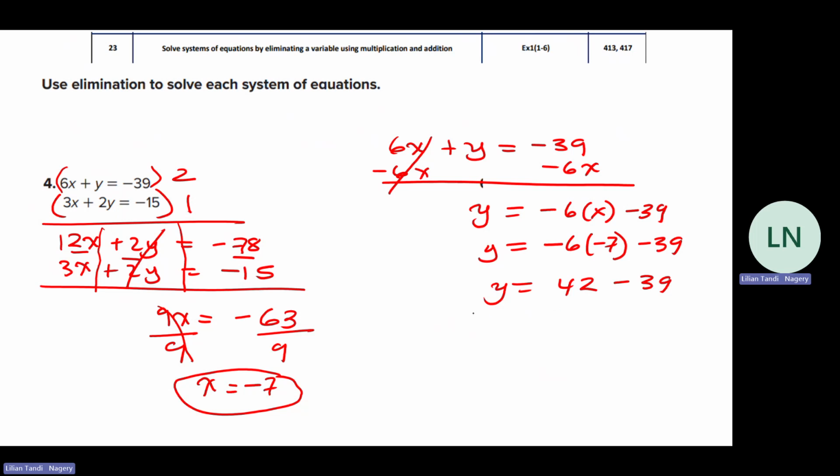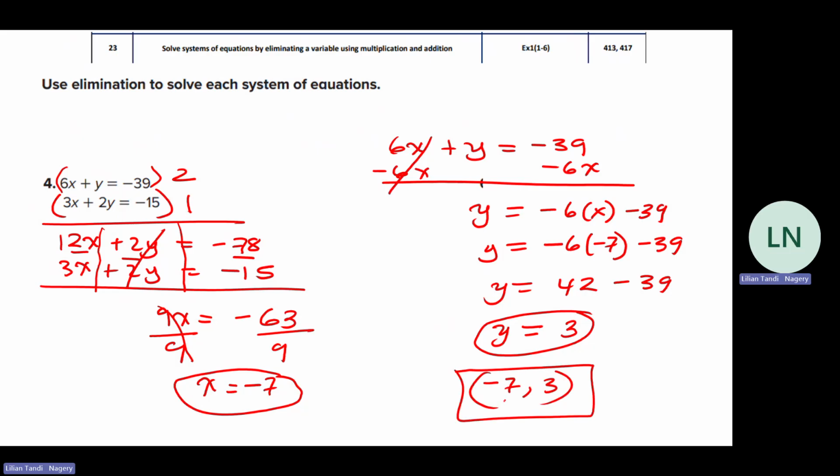What does this give me? 12 minus 9 is 3. So y is 3. Y is 3. So your answer is negative 7, 3. And you box it. And you label it x, y. Okay?